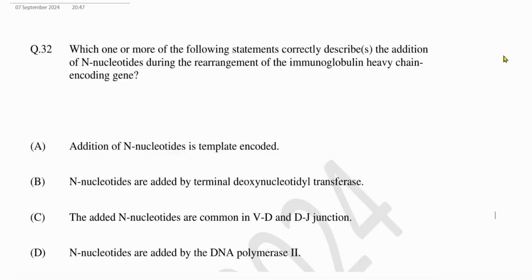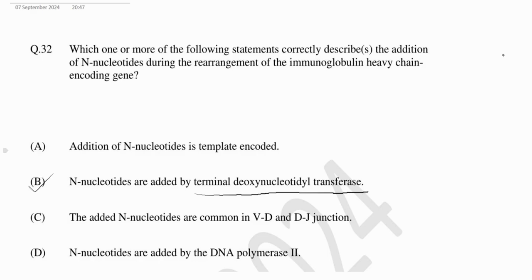Which one of the following statements correctly describes the addition of N nucleotides during the rearrangement of the immunoglobulin heavy chain encoding gene? So first of all, N nucleotides are involved, which means the enzyme that catalyzes this addition of N nucleotides is TdT, that is terminal deoxynucleotidyl transferase. So hence option B is correct, and it's a lymphoid specific enzyme.